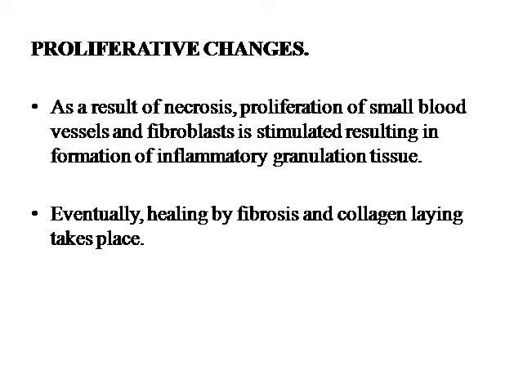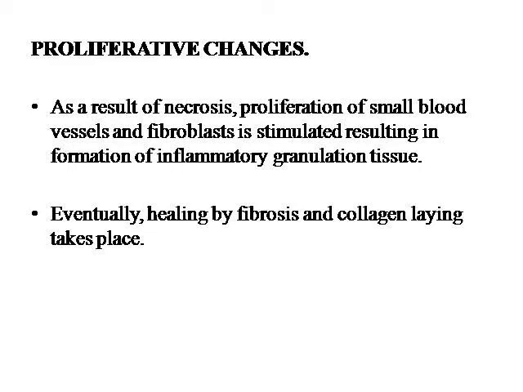So eventually healing by fibrosis and collagen laying takes place. At that particular site of inflammation, we can see the healing by fibrosis and formation of collagen, which takes place at that particular site. So here proliferation of fibroblasts and small blood vessels takes place at the necrosed part of the chronic inflammation. These are a few general features which are common to all chronic inflammations.